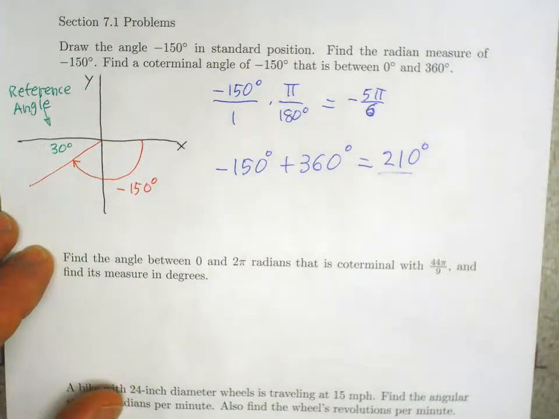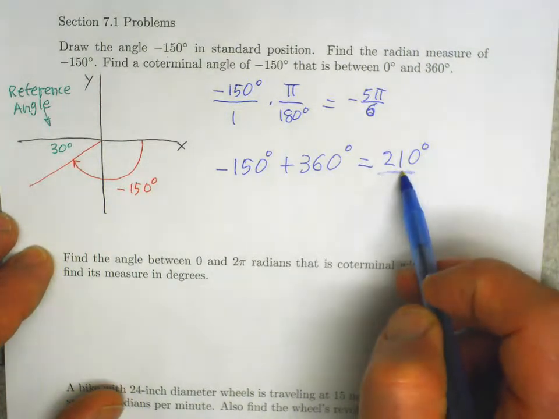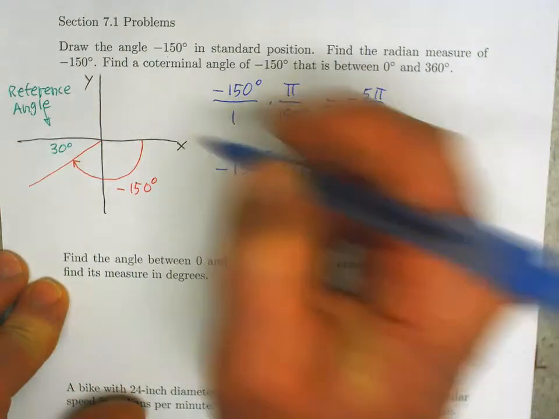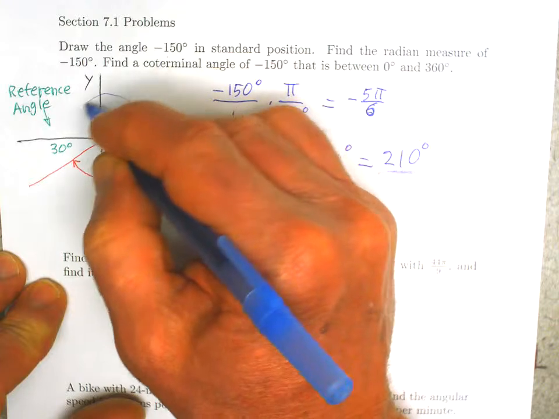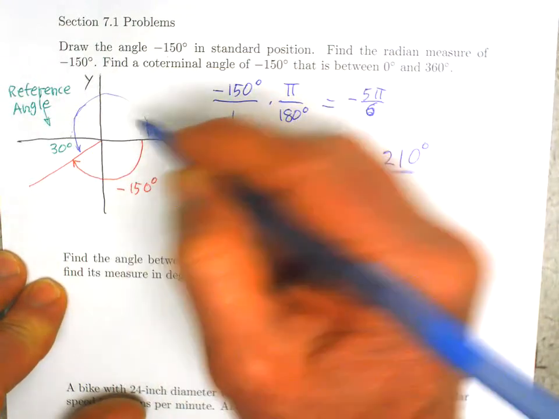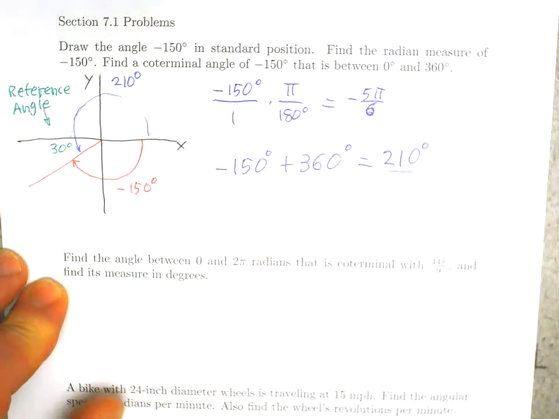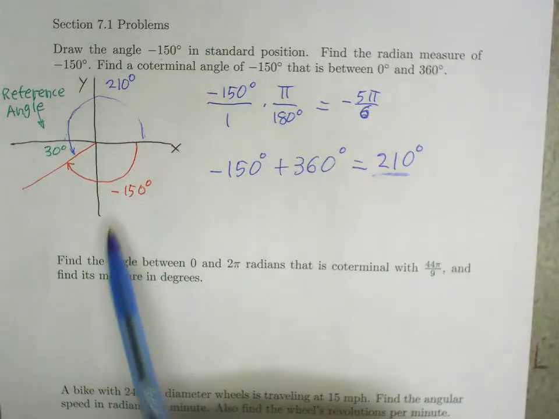And we can verify that. 210 degrees, from standard position, we move counterclockwise, so it's 180 plus 30. Yeah, sure enough, the 210 degree angle and the negative 150 degree angle are coterminal.